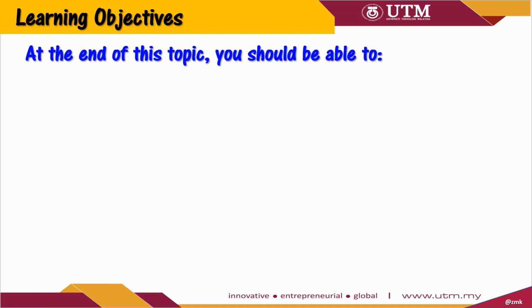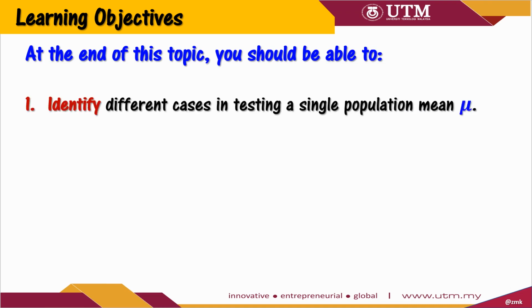At the end of learning this topic, you should be able to achieve the first learning objective, which is to identify different cases in testing a single population mean mu. As mentioned in the introduction topic, we have three cases in testing mu. Therefore, we will look at these three cases closely, and you should know which of the three cases is most appropriate to solve a particular problem related to testing a single population mean mu.